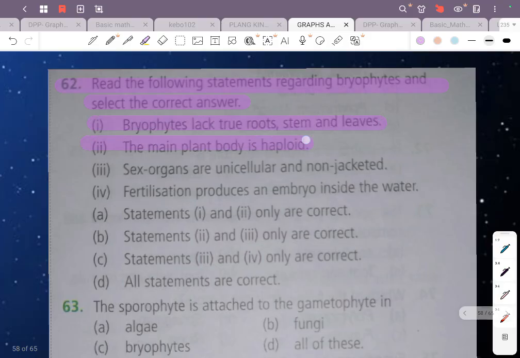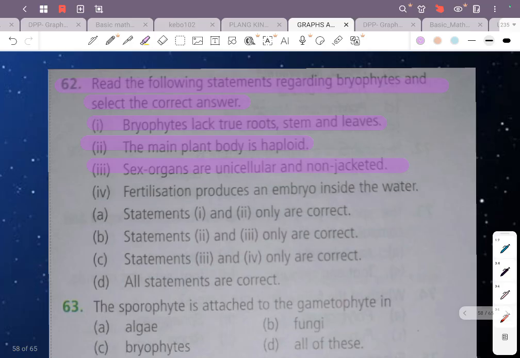The main plant body is haploid. That is correct as well. Option number C, sex organs are unicellular and non-jacketed. Well, that is incorrect because the sex organs in bryophytes are multicellular and jacketed sex organs, right?